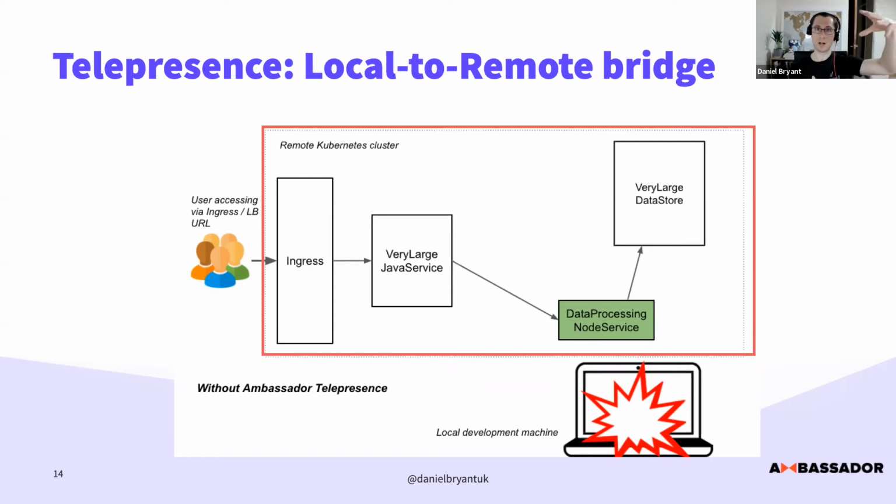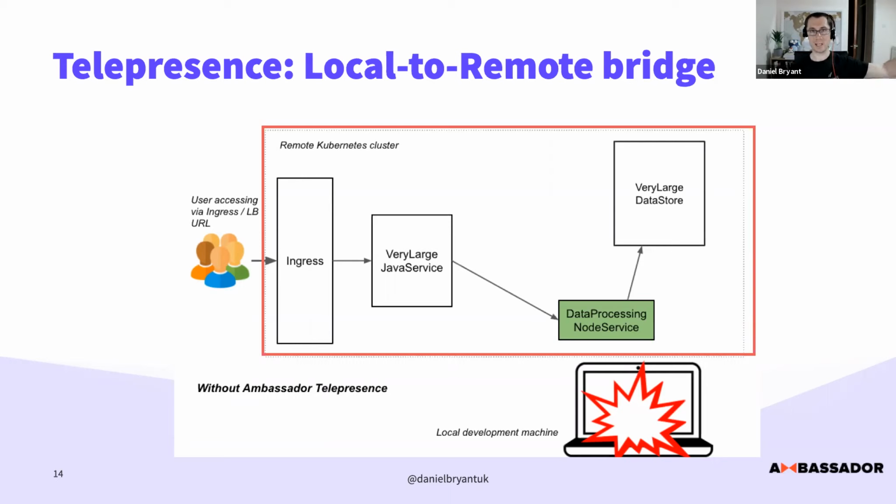But that very large Java monolith, so to speak, it's kind of fake, but it's meant to be a Java monolith. That's calling out to a data processing node service, which in turn is calling out to a very large data store. And the data coming back from the very large data store gets modified by the data processing node service back into the very large Java service. Somewhat trivial example, but it's kind of classic of what I see when folks are breaking up a monolith. They have this very large Java service, they start pulling out various bits, and those bits talk to other things in the cluster. And really, you want to work on this data processing node service in green here, right?